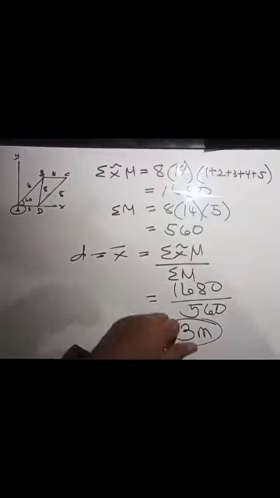The slender rods have a mass of 8 kg per meter. Determine the moment of inertia of the assembly about an axis perpendicular to the page and passing through point A. So here in problem number 3, we're looking for the moment of inertia of the assembly about an axis perpendicular to the page passing through point A. It is our slender rods.